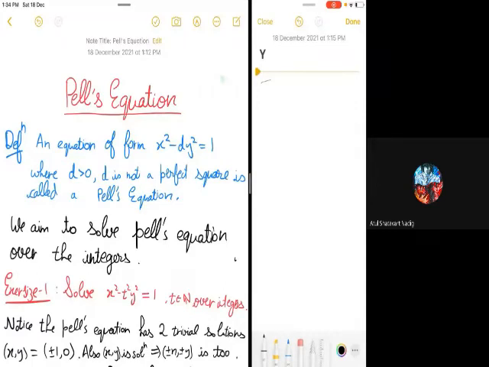Okay, great. So, Pell's equation is an equation of this form, where d is an integer, let's say non-zero for now, and d is not a perfect square. And we want to solve this over the integers, over integers x, y.